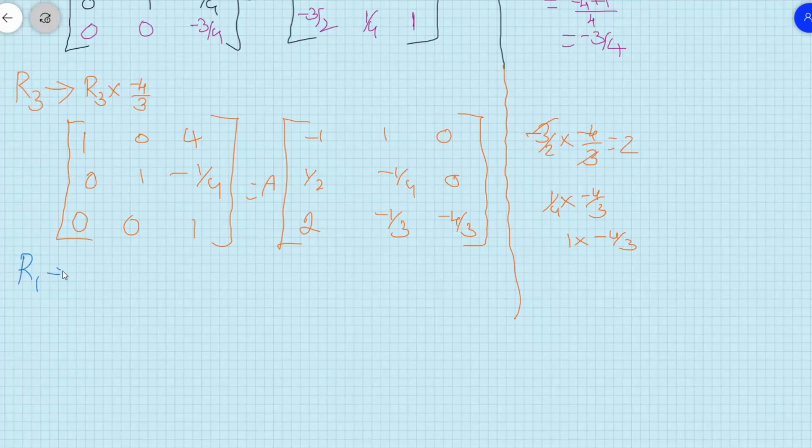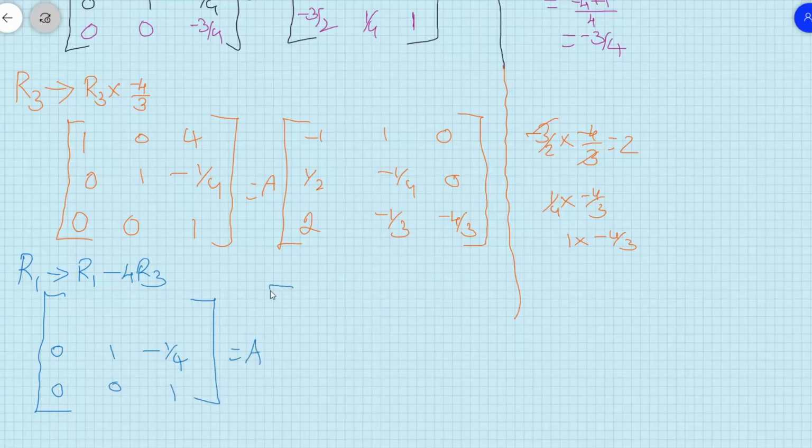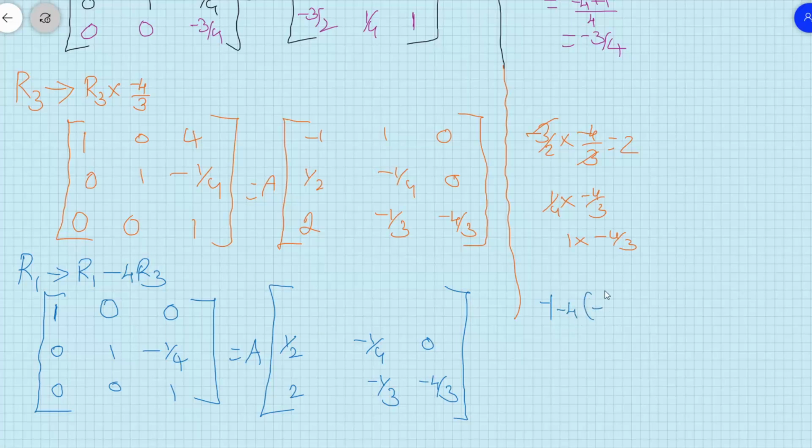So row 1 gives row 1 minus 4 row 3. So that will be 4 minus of 4. Since only row 1 is getting altered, this is 1 minus anything into 0 will be 0. So that is 1. So 0 and 0. Whatever operation you do, this will be 0. 4 minus 4 will be 0. The right hand side will be minus 1 minus 4 into 2. That will be minus 1 minus 8, which is minus 9. So this is minus 9.